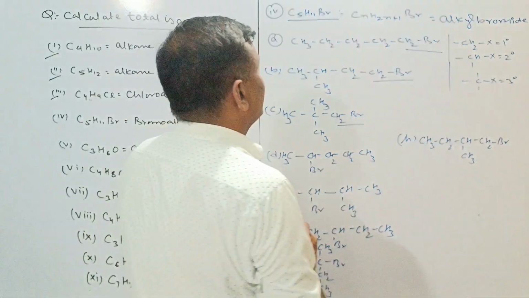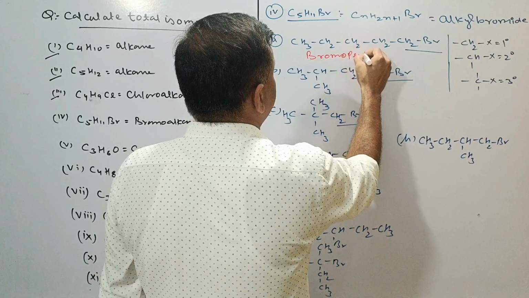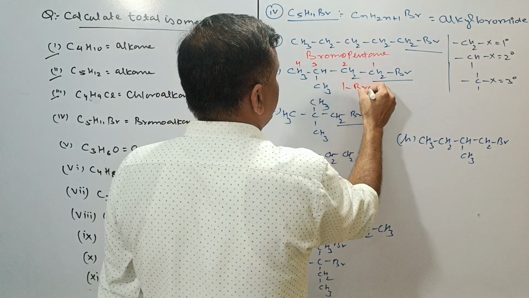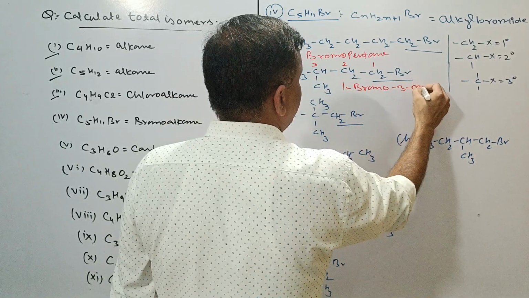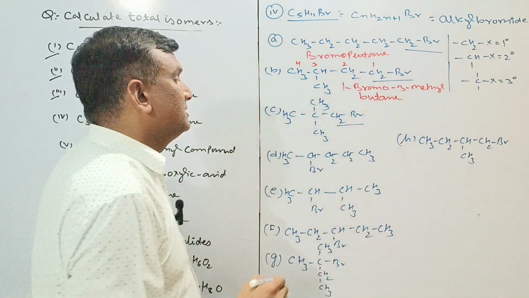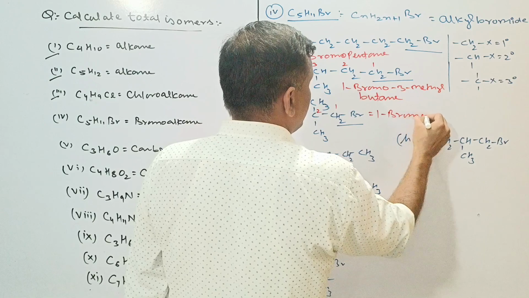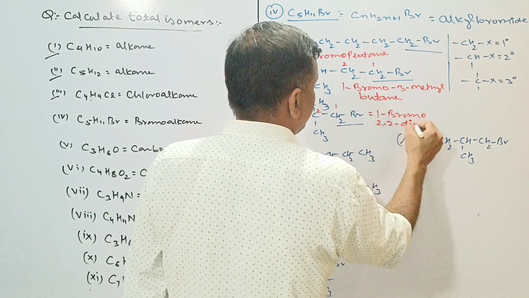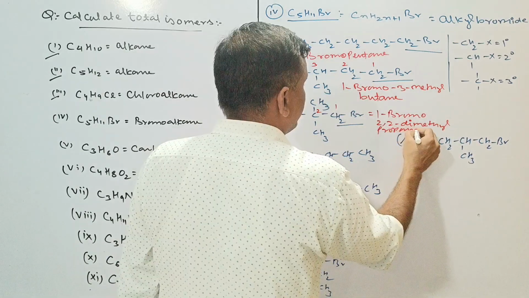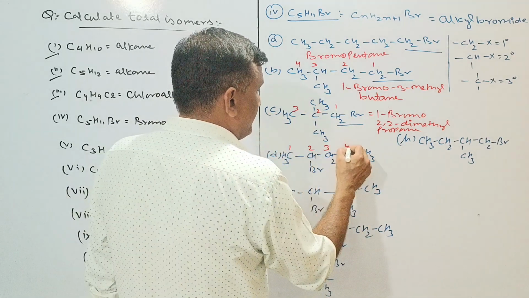The names of the compounds: this is the 1-bromopentane. This is your 1, 2, 3 and 4. 1-bromo-3-methylbutane will be the name of the compound. This is your 1, 2, 3. You can say 1-bromo-2,2-dimethylpropane. For this, it will be 1, 2, 3, 4 and 5.